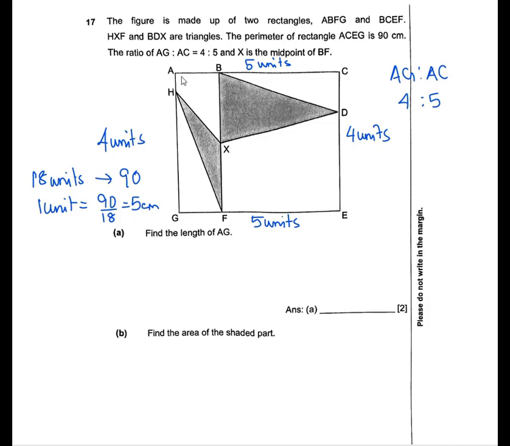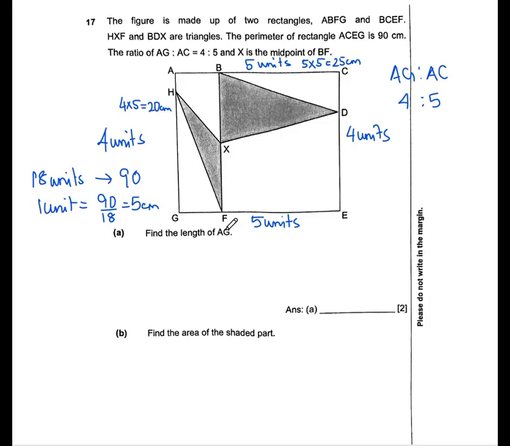So what does that mean? This length AG is 4 units. So this will be 4 times 5, that is equal to 20 centimeters. Yeah, the unit is centimeters. Here it's 5 units, so 5 times 5, 25 centimeters. So AC is 25 centimeters, AG is 20 centimeters.